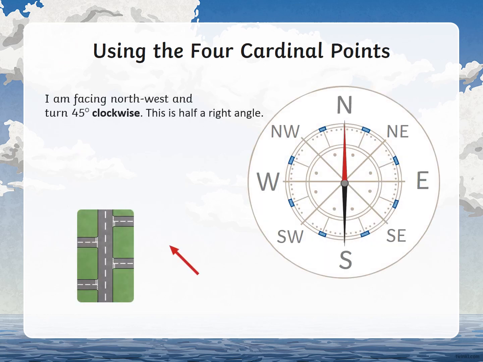So if you're facing northwest, which is what the bottom arrow is doing, and you turn 45 degrees clockwise, this is half a right angle. Which direction will you be facing? So go to the right, and if the arrow moves to the right, you should be facing north. Well done if you got that.